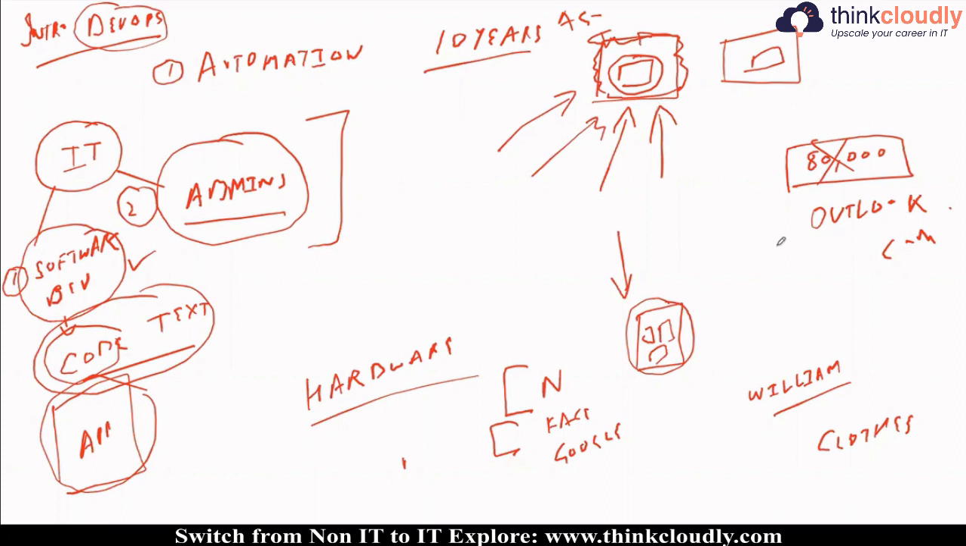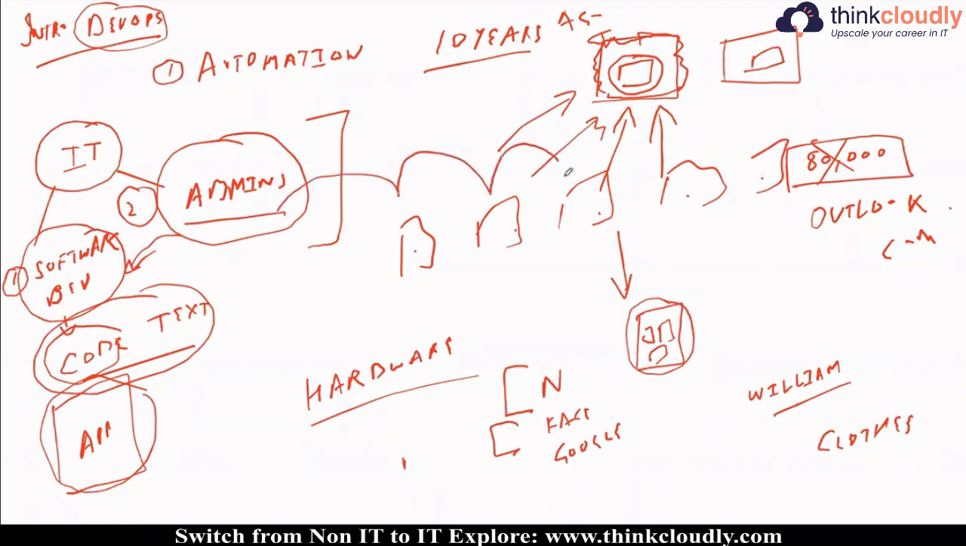Now, when we say Outlook.com is running on 80,000 servers, when software developers create Outlook.com or make changes in it, who is responsible to go and deploy it on 80,000 servers? Who will go one by one and deploy the application on 80,000 servers? Administrators were responsible to deploy. They used to take the code from software developers and go one by one on different servers and deploy the code.